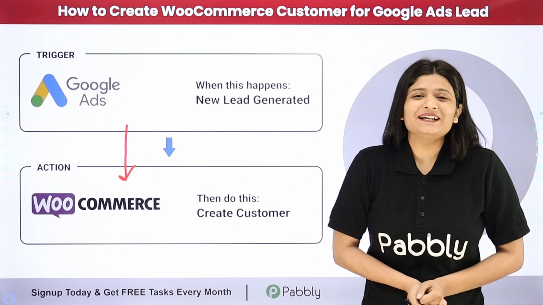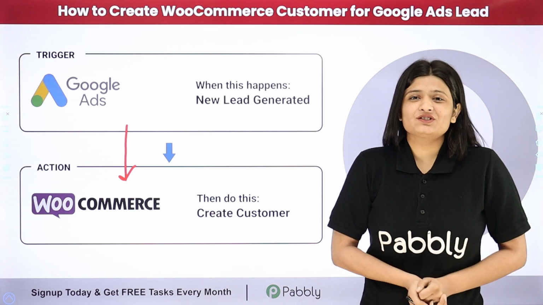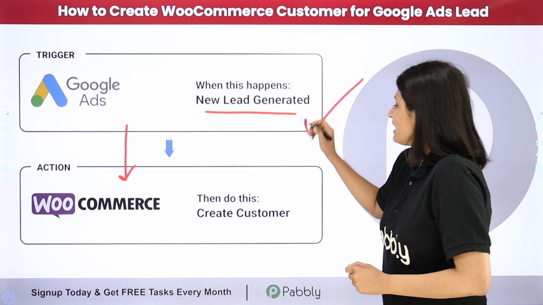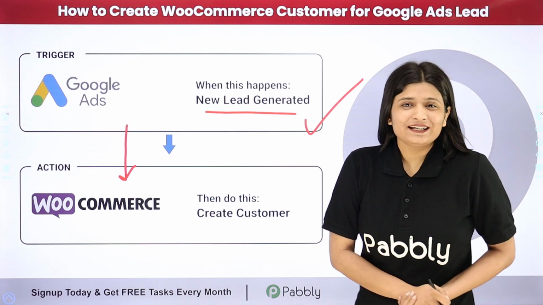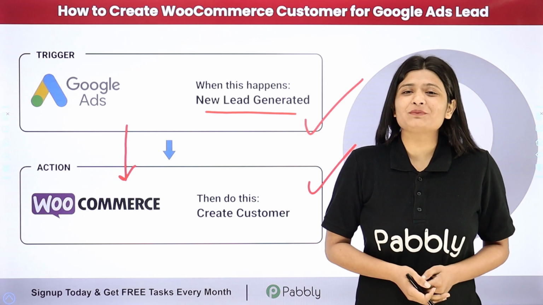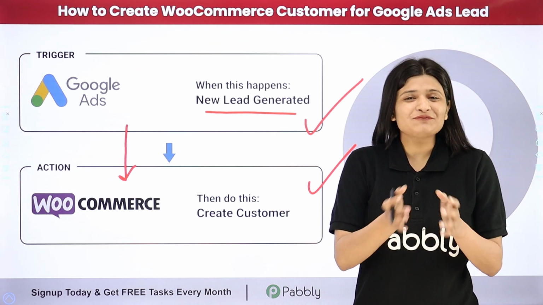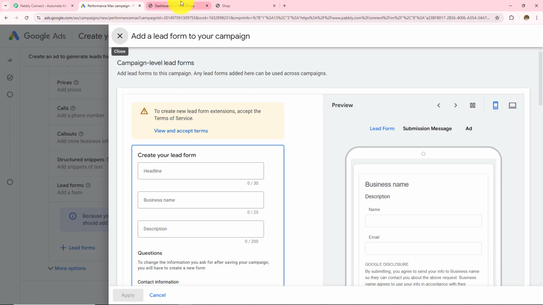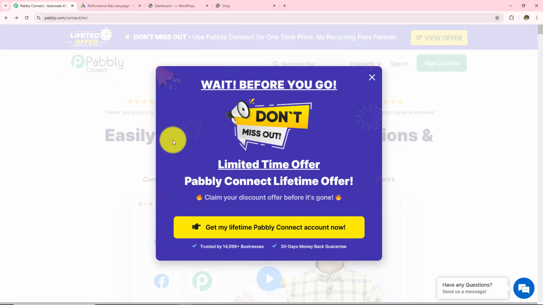With the help of Pabbly Connect, I am going to build this connection in such a way that whenever I receive new leads from my Google Ads, a customer will be automatically created in my WooCommerce account. Now if you want to learn this amazing automation step by step, then let me take you all to my screen. In this video, we are going to learn how to create a WooCommerce customer for a Google Ads lead. For this, we are going to create automation between Google Ads and WooCommerce with the help of Pabbly Connect.